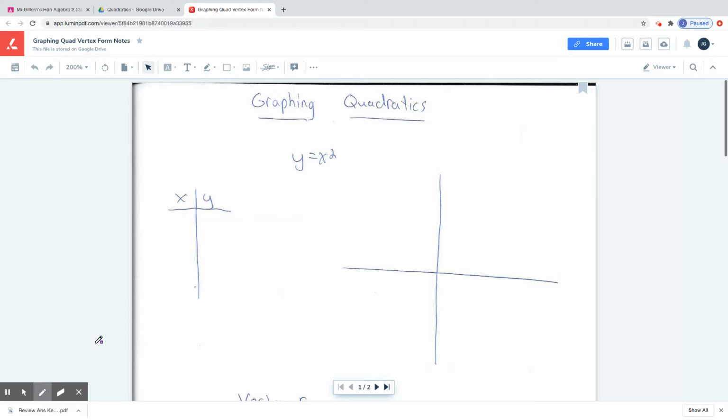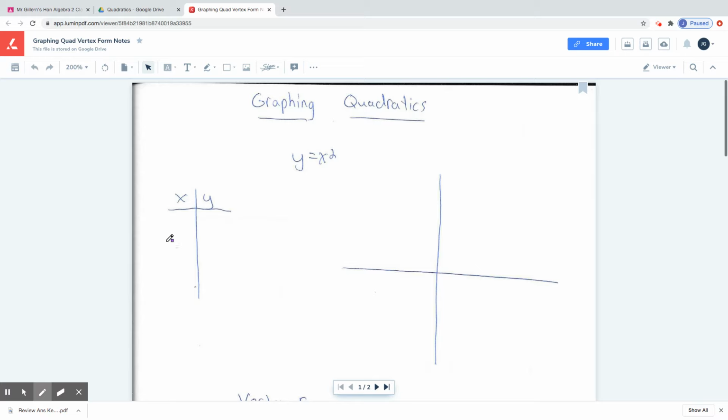So first off, before we actually talk about how to graph a quadratic in vertex form, what is a quadratic? So quadratics, basic shape here, basic function y equals x squared. When we have an exponent of squared, that's going to be a quadratic where the highest exponent is 2, and what the shape of this looks like.